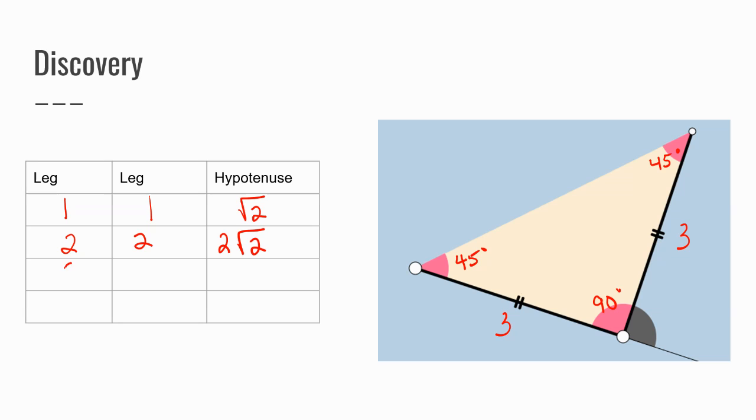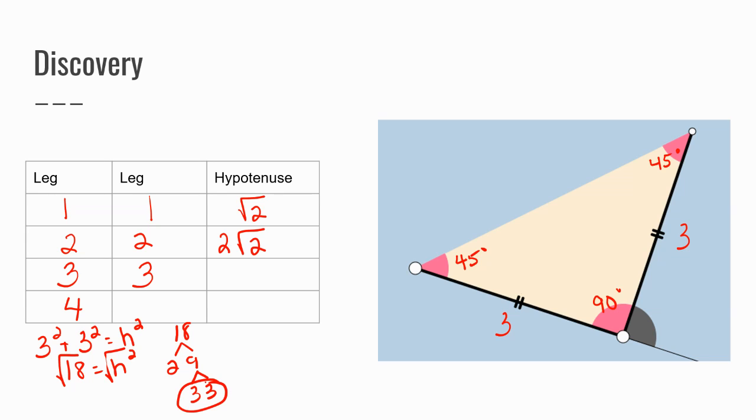Okay, so let's do 3 and then 4. So if one leg is 3, the other leg has to be 3. And then let's go ahead and do 3 squared plus 3 squared is equal to that hypotenuse squared. So 9 plus 9 is 18. When I take the square root, let's simplify 18. 18 is just 2 and 9, and then 3 and 3. So I have one set of 3s, so I'm going to write that once. The 2 is not circled, so I'm going to put that underneath the square root symbol.